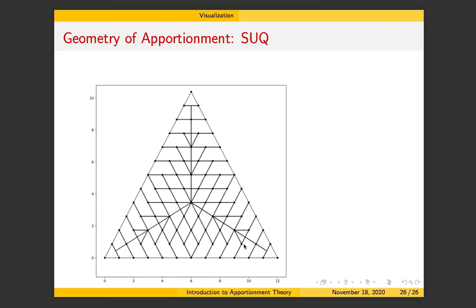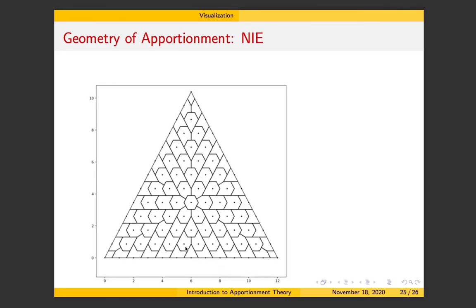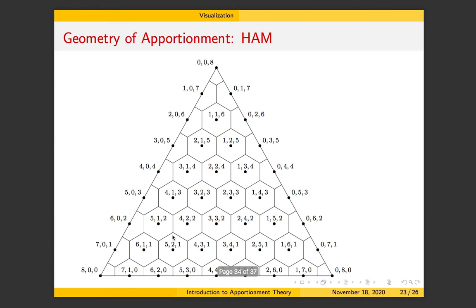So, 3 very different pictures. This looks kind of like a snowflake or something, right? SUQ proposes a snowflake, NIE proposes these arrow things, and Hamilton proposes hexagons. So to close out this video, let me just point out, these are hard to read, right? So if you have questions on these, let me know.